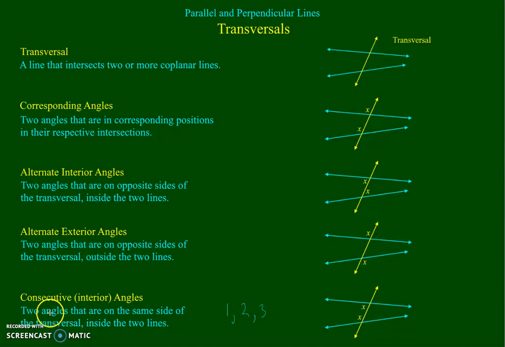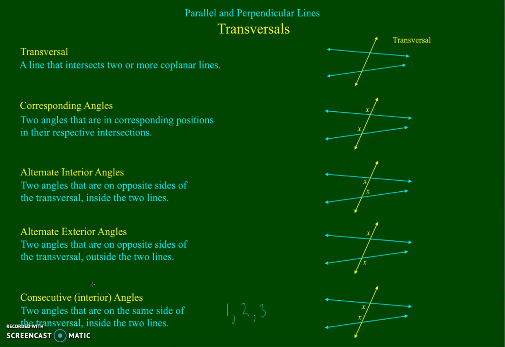So, consecutive angles, consecutive interior angles, two angles that are on the same side of the transversal inside the two lines. These angles, the consecutive angles, are always going to be the oddballs of the four pairs of angles. There are commonalities between corresponding, alternate interior and alternate exterior, and the consecutive always have some different idea attached to them. So one last time, consecutive are the odd ones of the four.